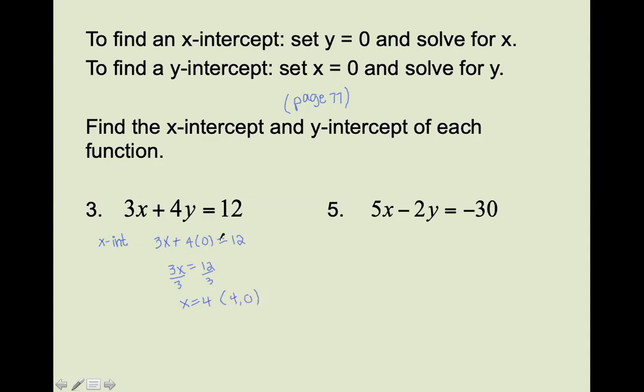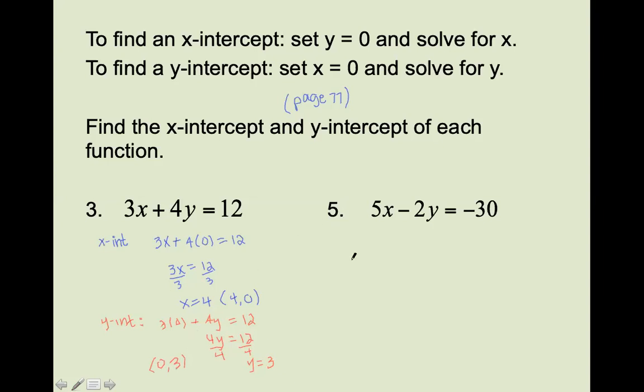Right? My y value was 0. My x value is 4. All right, I'm going to switch color here. So this time I want to find the y-intercept. Notice when it's in standard form, it's really easy to find these intercepts. To find the y-intercept, I'm putting in 0 for x this time and solving for y. So 3 times 0 is 0. I'm left with 4y equals 12. I divide both sides by 4, and I get y equals 3. So my y-intercept is the point (0, 3).